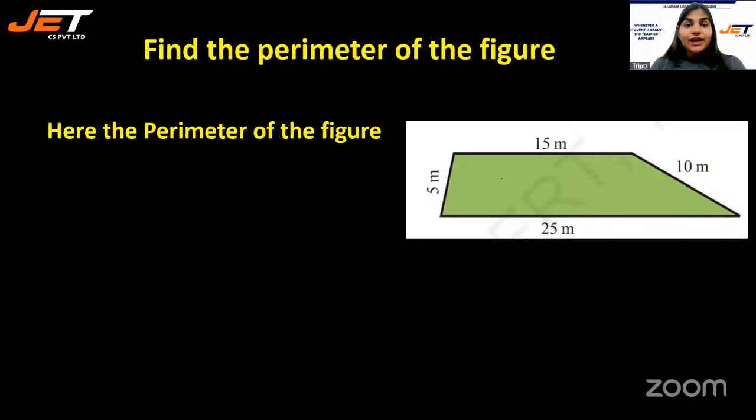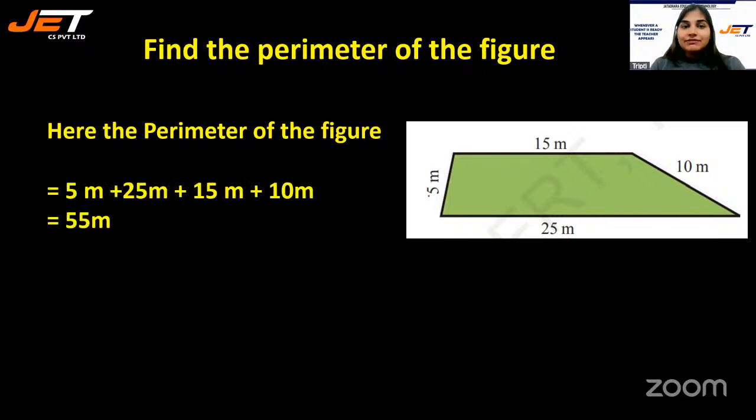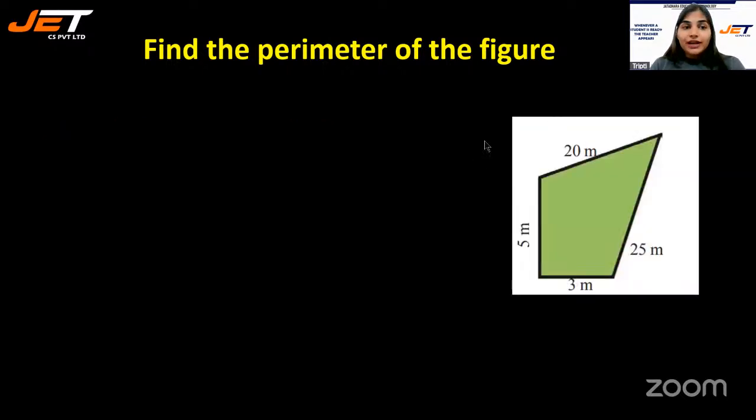Now, if I ask you to find the perimeter of this figure, it's very simple. You just have to add all the sides: 15 meters plus 10 meters plus 25 meters plus 5 meters. That is 55 meters, the perimeter of this figure. Now, if I ask you to find the perimeter of this figure, what will it be? Always remember, perimeter is the sum of all the sides, the boundaries.